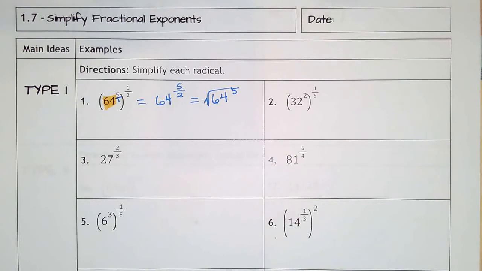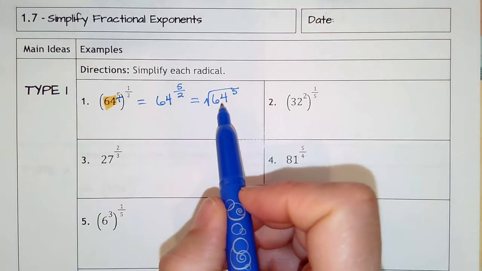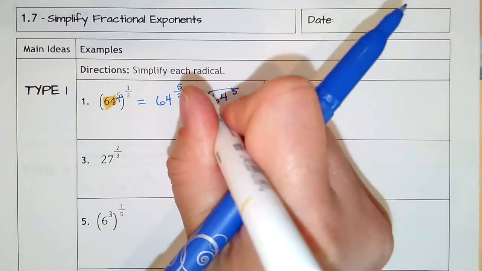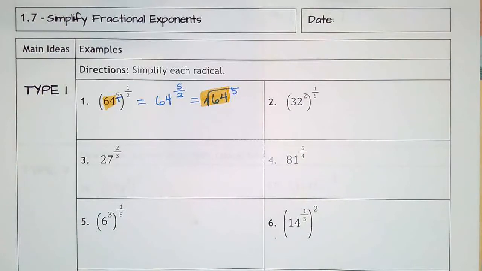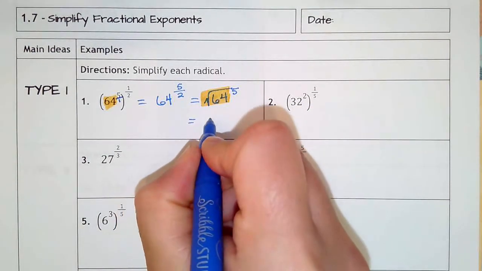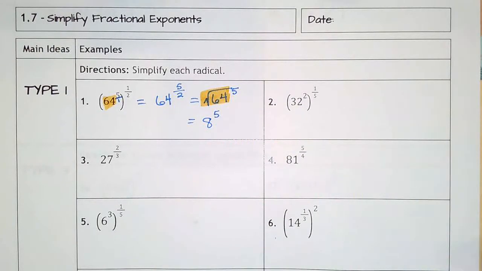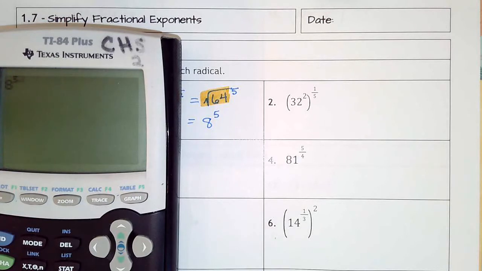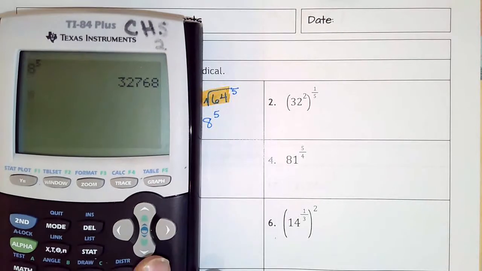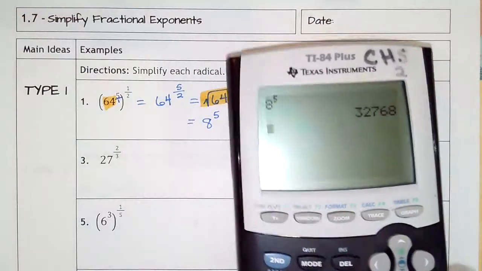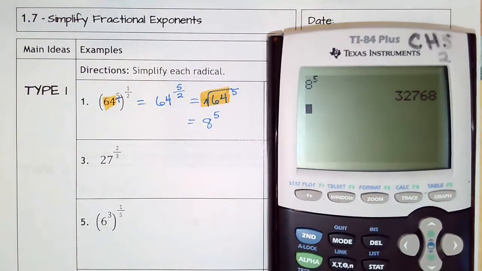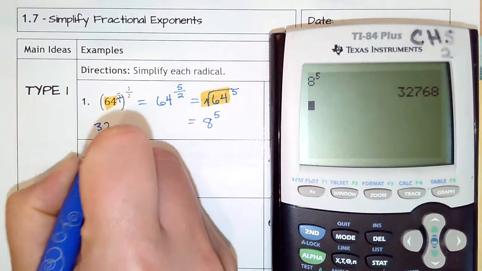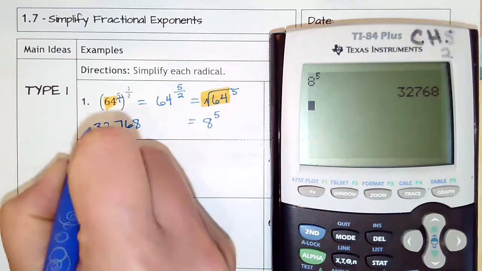What's going to probably be easiest, you could do it on your calculator, but also what's probably easiest is doing the radical part first. So what is the square root of 64? That would be 8, and then raise that to the 5th power. So you're probably going to want your calculator. 8 to the 5th power. I don't know why that looks so blurry. There we go. A very big number. 32,768.